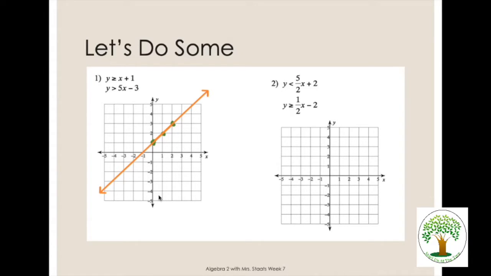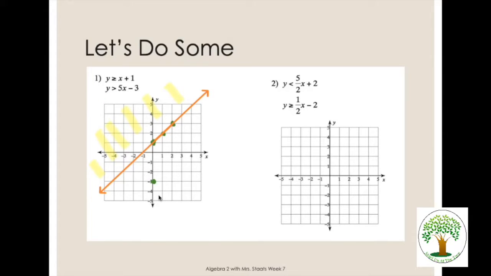So I'm just going to do a couple of lines on mine. I have a little highlighter, so I'm not going to totally fill it in. That way I can still see my grid to graph the other one. My second one, where am I starting? Negative 3 on the y-axis, so down below.